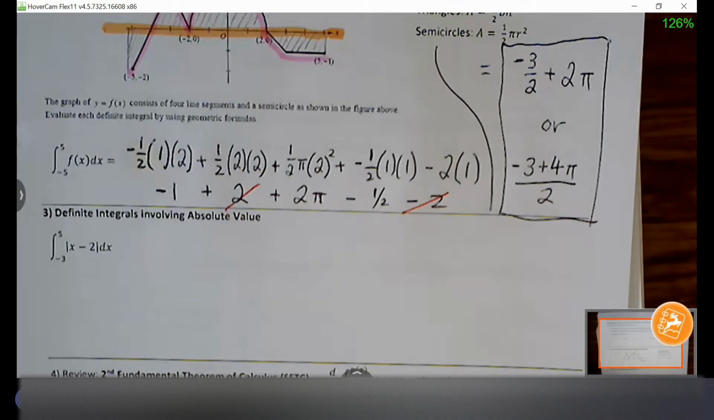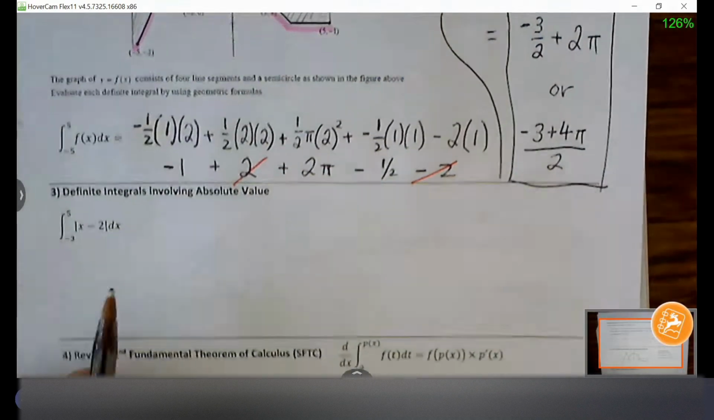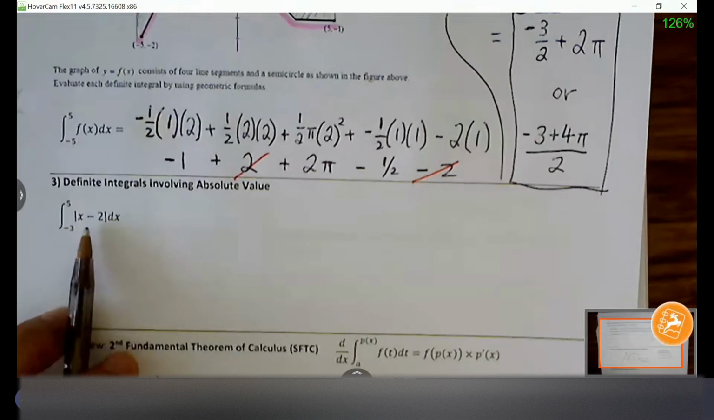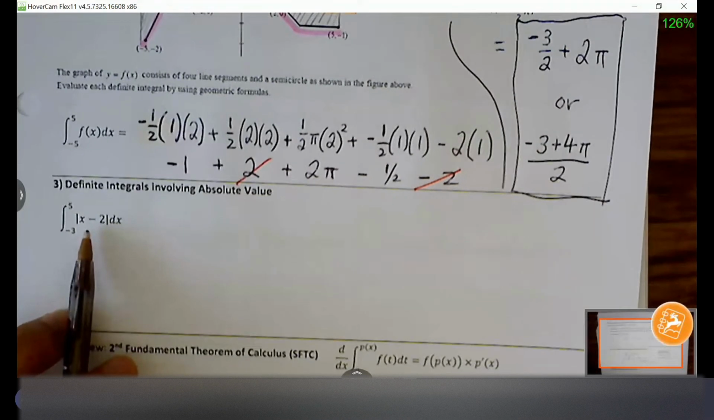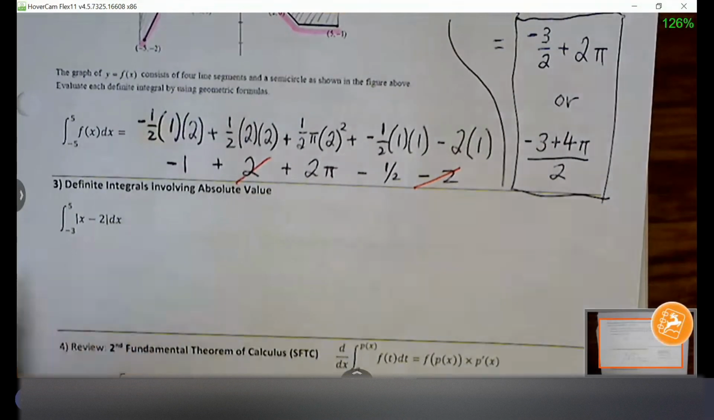Okay, moving on to number 3. This is finding the definite integral of absolute value functions. This is something that I skipped over early in the year in chapter 4. I just had to, because of time constraints, I didn't get to it, but I knew that I was going to come back around and pick it up when we did review.